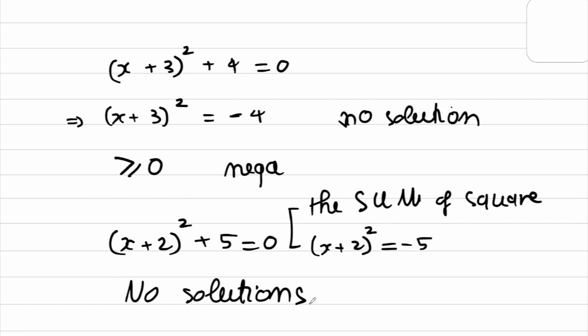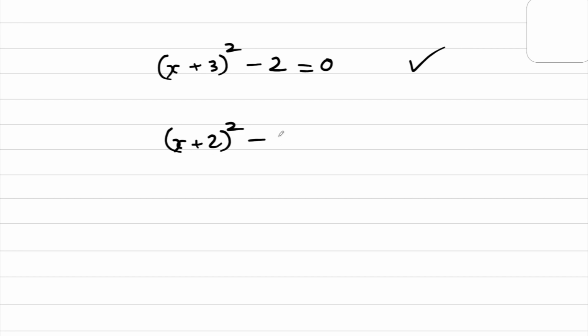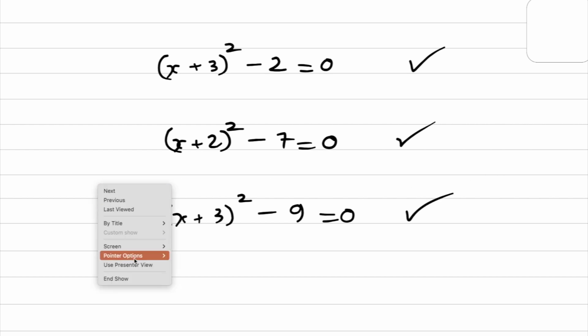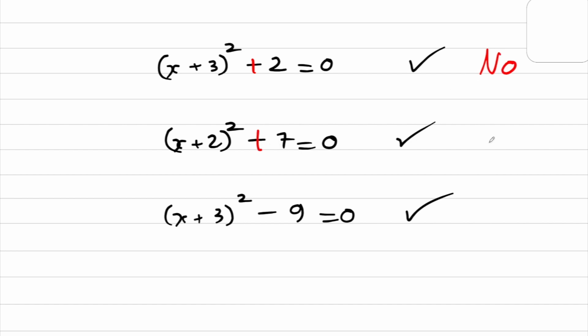When completing the square has a solution, it is the difference of the square. (x plus 3) squared minus 2 has a solution because this form can change to the difference of the square. (x plus 2) squared minus 7 equal to 0. Of course, this one also is the difference of the square. And (x plus 3) squared minus 9 is also the difference of the square. If I change this one to plus, okay, no solution, and plus here, no solution also.